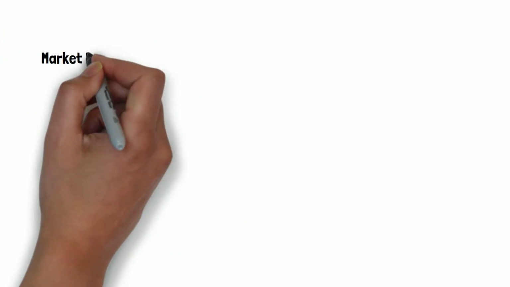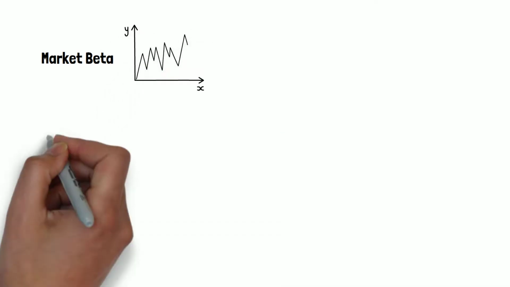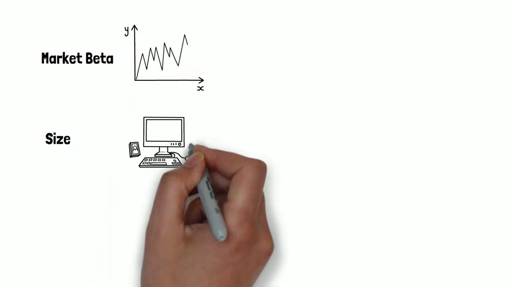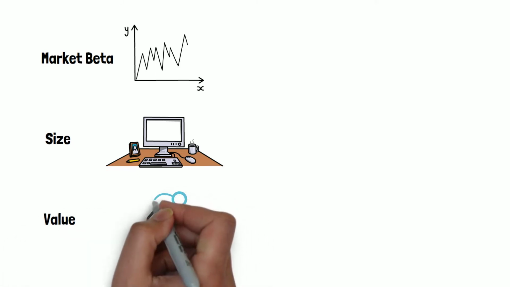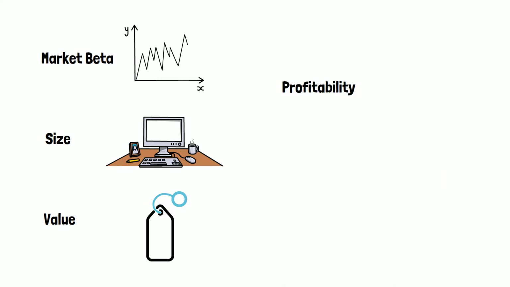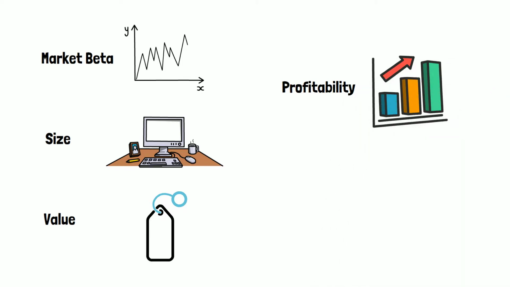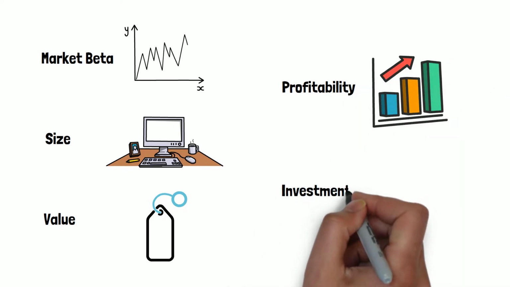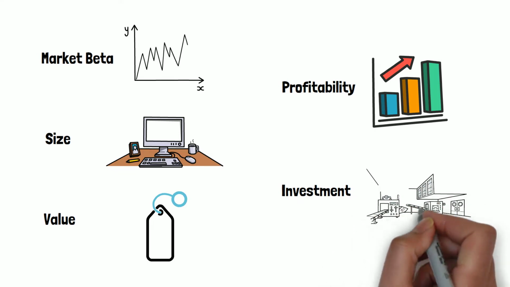These 5 factors are market beta, that indicates the volatility of the company; size, small caps tend to perform better than large caps; relative price, also known as value stocks tend to perform better than growth stocks; profitability, profitable stocks tend to perform better than stocks with weaker profitability; investment, companies with conservative assets growth tend to perform better than companies with aggressive asset growth.